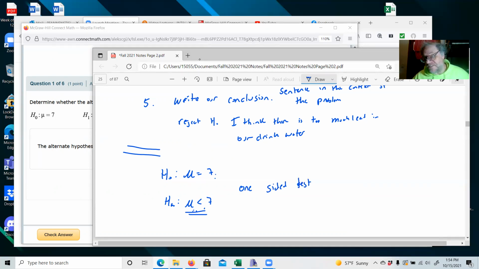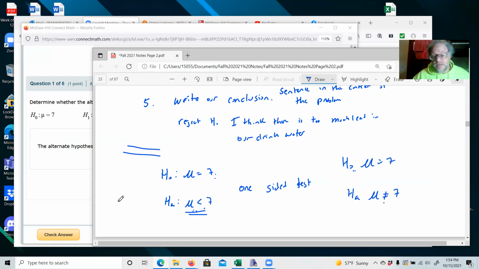You know what a two-sided test looks like? It looks like this. Mu is equal to 7. Again, H0 always gets the equal. HA, mu is not equal to 7. That means it could be above or below. I'm not really quite sure. There's usually a more robust test, but there are plenty of times where a one-sided test is the appropriate thing to do.